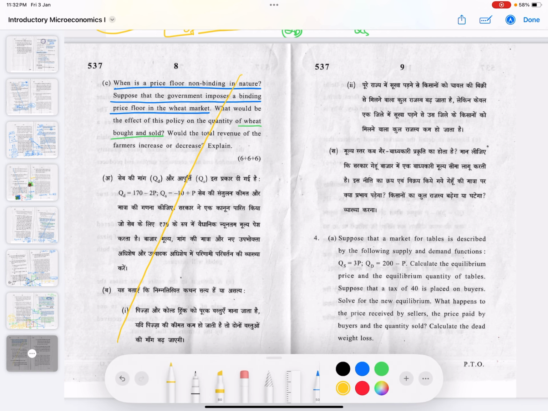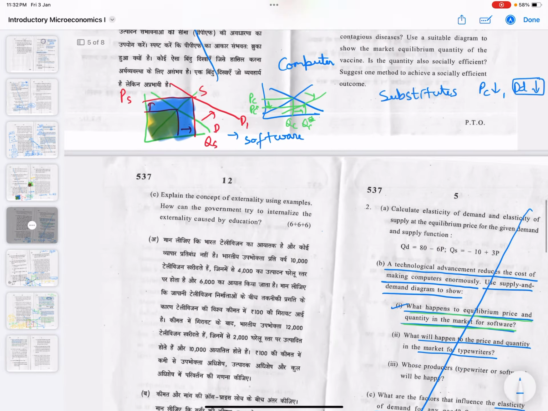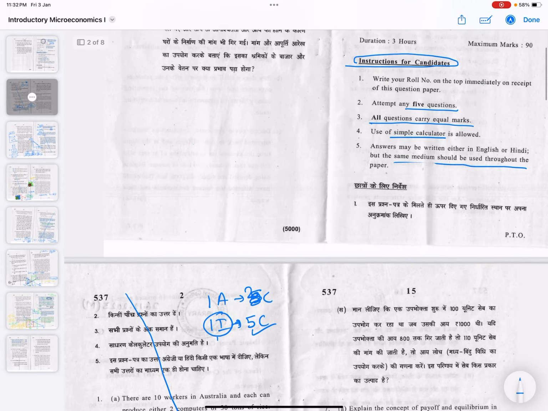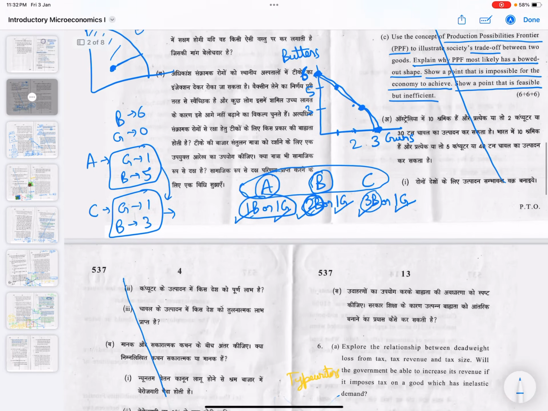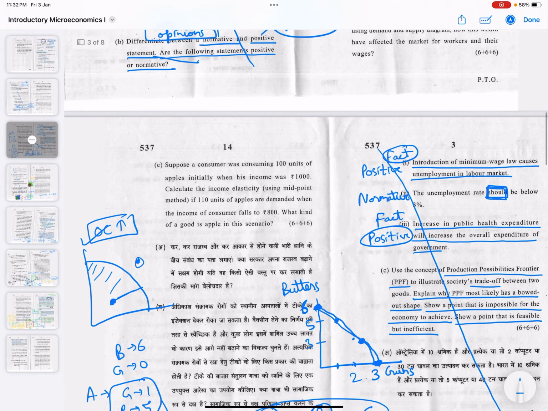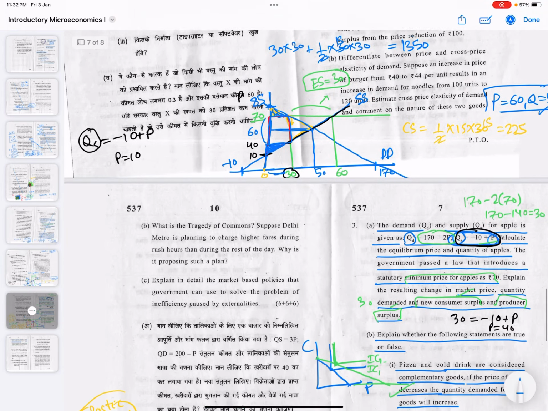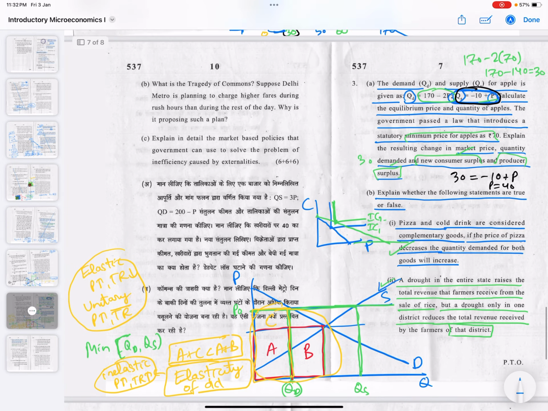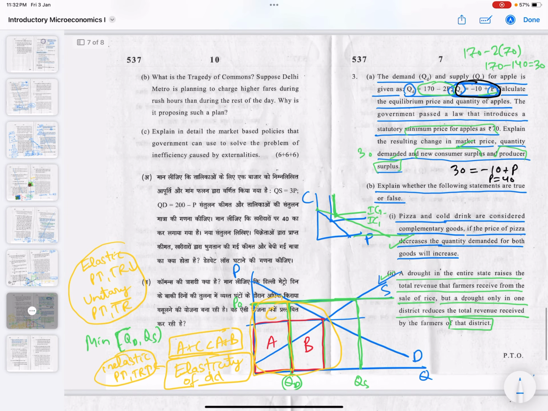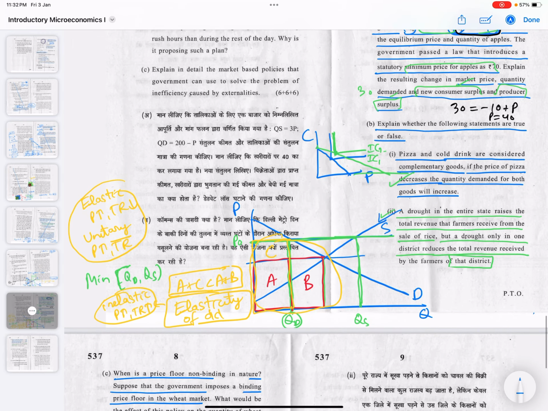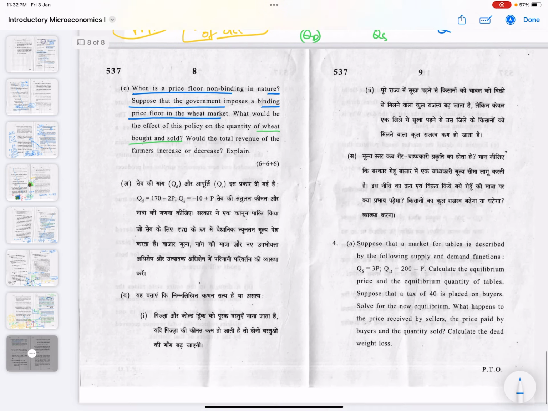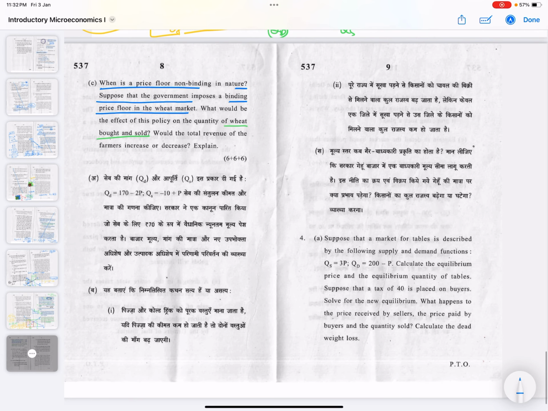Okay, we'll do the 4th question, A part. I'll just check how many questions there are in total. So we have the 4th question till question 7. We'll try to do the whole 4th question, and then the rest of the 3 questions we'll do in the next video. Suppose that a market for tables is described by the following supply and demand function.